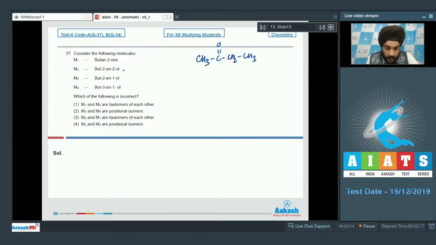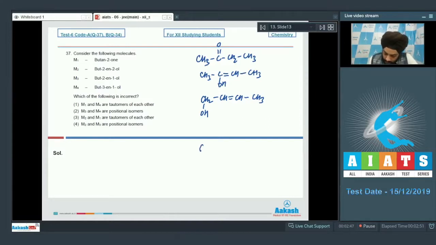The second one is but-2-en-2-ol. So there is a 2-ene and then there is a 2-ol. So this is M2, students. If we talk about the third compound now, it is but-2-en-1-ol. So we can have the 1-ol, we can have the 2-ene, and butene. If we talk about the fourth compound now, it is but-3-en-1-ol. So we're going to have this compound as M4. So students, we have drawn M1, M2, M3 and M4.